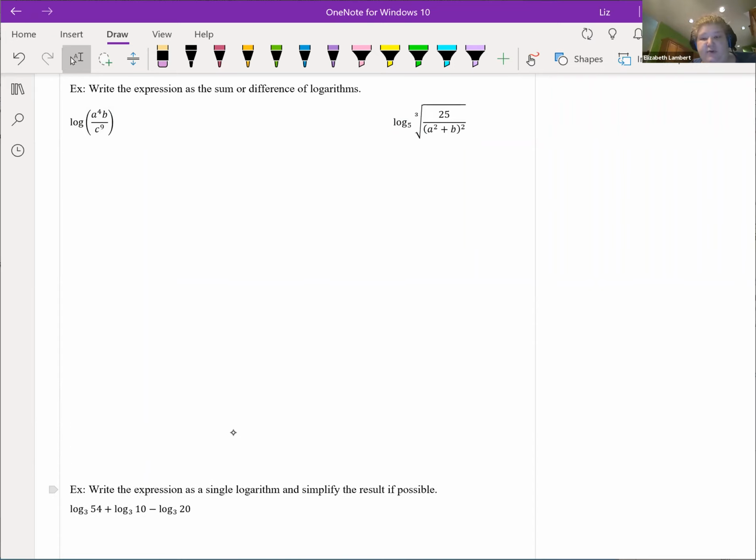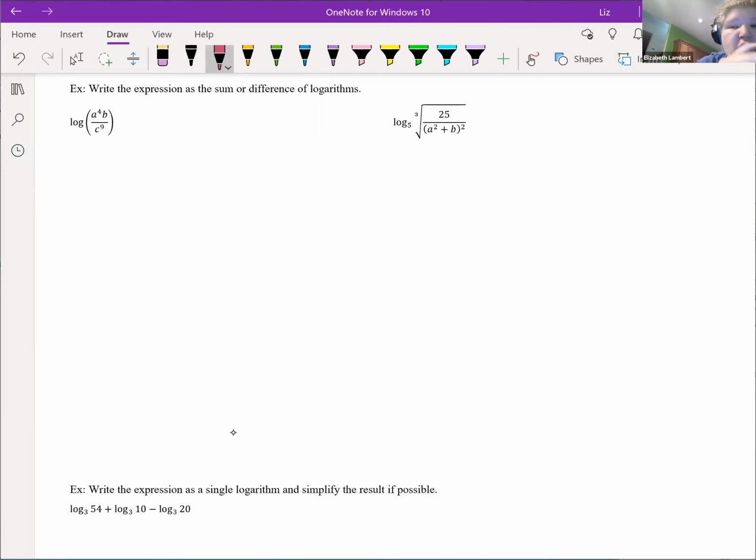And as you can see, if you sneak a peek at the next example, that one is compression. We're going to put it all back into one logarithm. But here first, write the expression as the sum or difference of logarithms. All right. So a couple ways to think through this, but I'm going to take it slow to start with. So I have log, just regular log base 10 because I'm lazy.